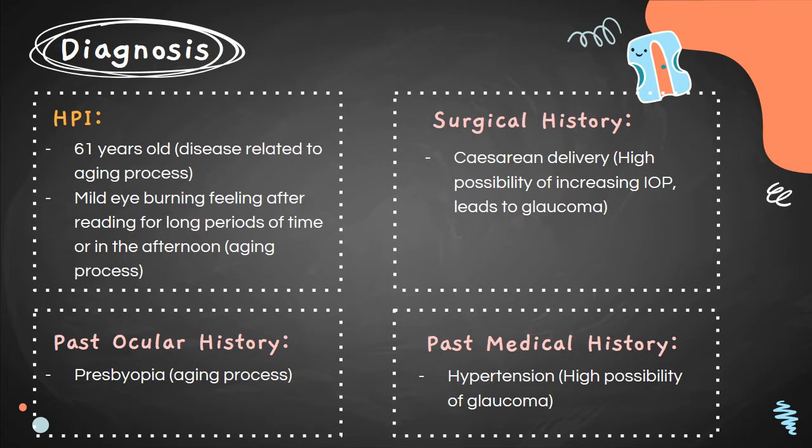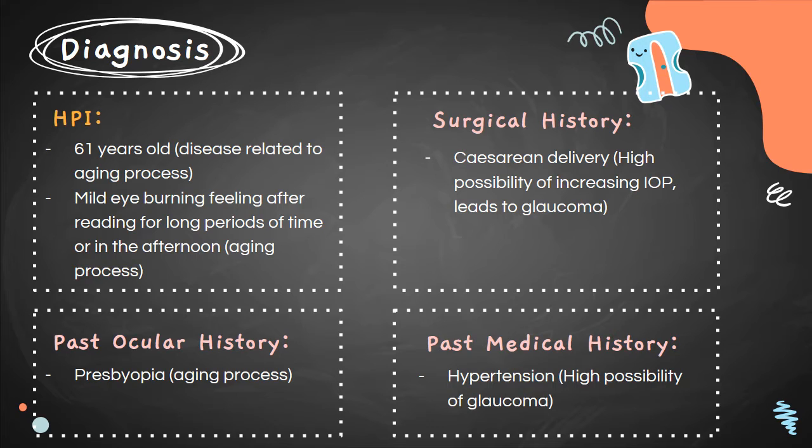Based on the case study given, there are several abnormalities that we came across in the patient's data. First, the patient is an elder at the age of 61 years old, so she is very prone to age-related disease. She also experienced a mild eye burning feeling after reading for long periods of time or in the afternoon. This symptom is very general to many kinds of diseases and might also be related to the aging process.